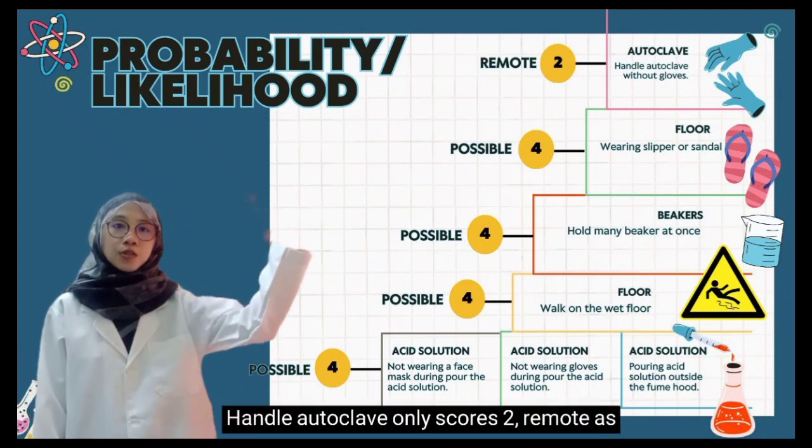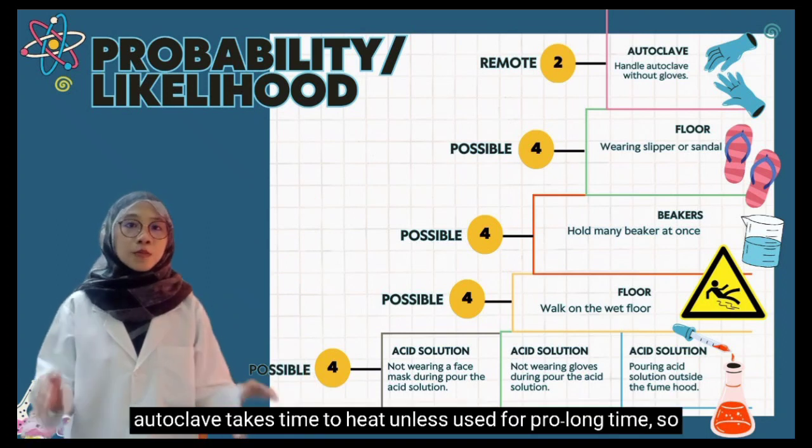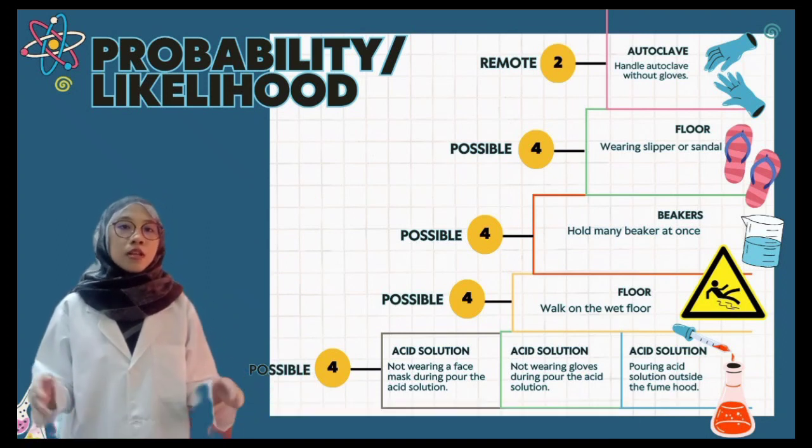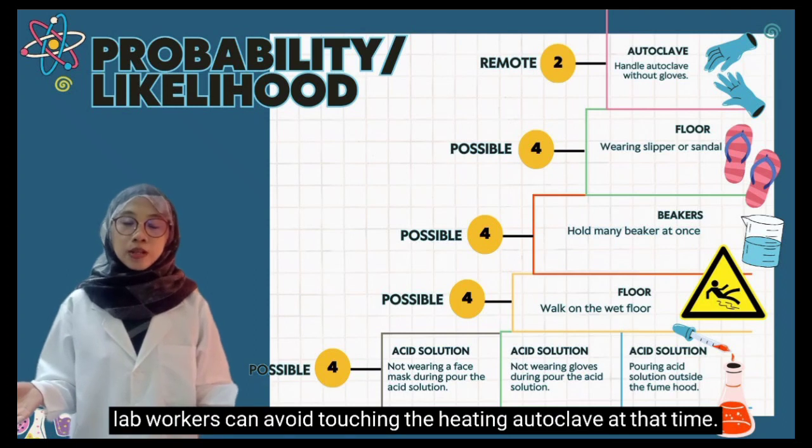Handling the autoclave scores 2, remote, as the autoclave takes time to heat unless used for a prolonged time, so lab workers can avoid touching the heating autoclave at that time.